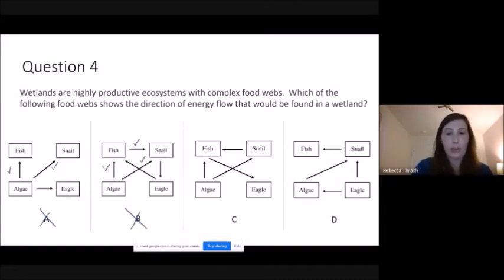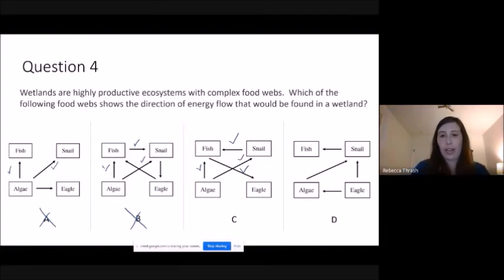All right, so let's look at C. We already know algae to fish, that's possible. Could fish eat snails? Absolutely. Could algae eat snails? That's true. Now, could an eagle get energy from a fish? Yes. But we still have one example to go, so let's double check.